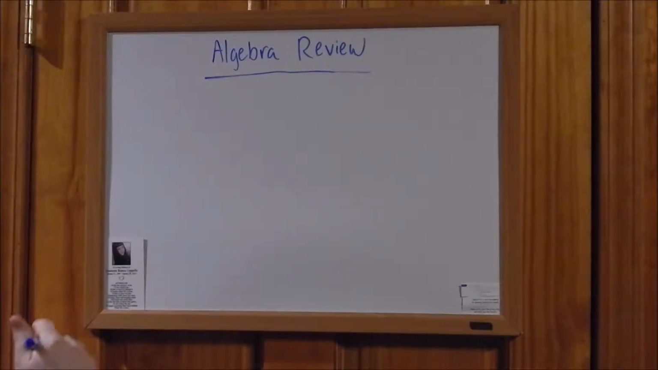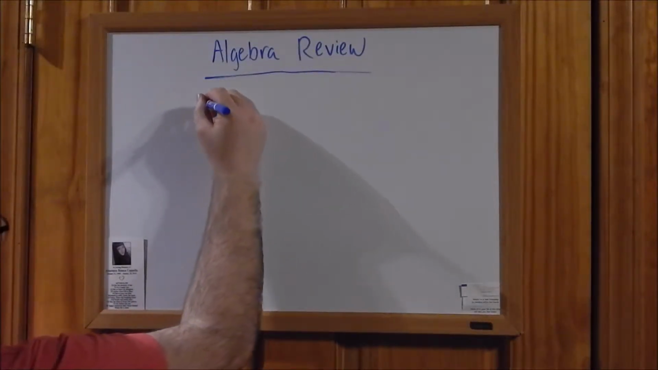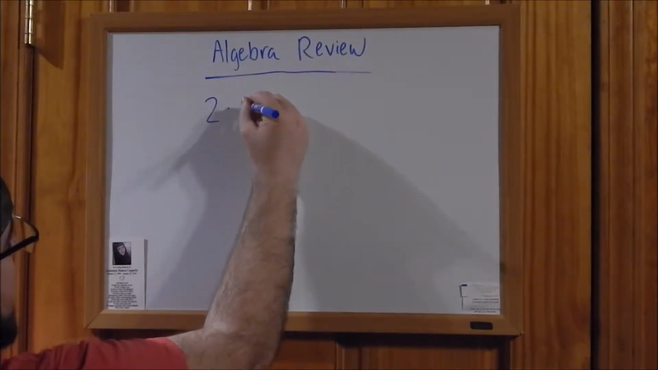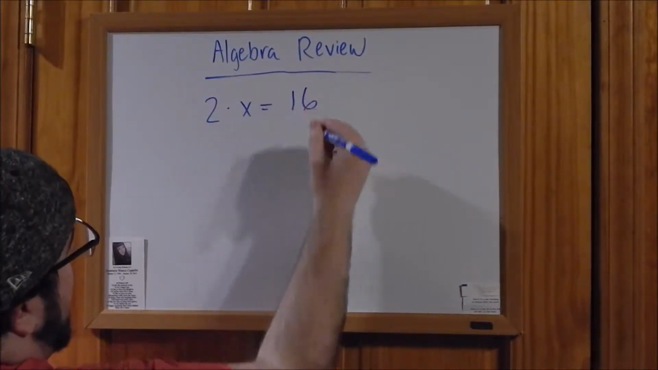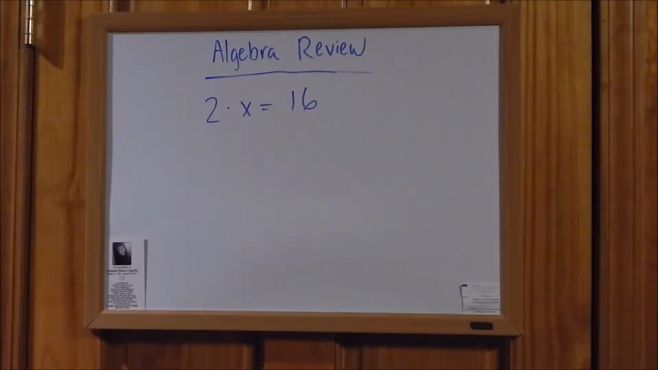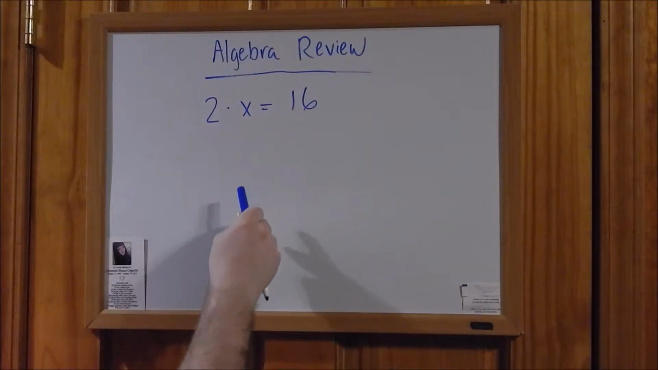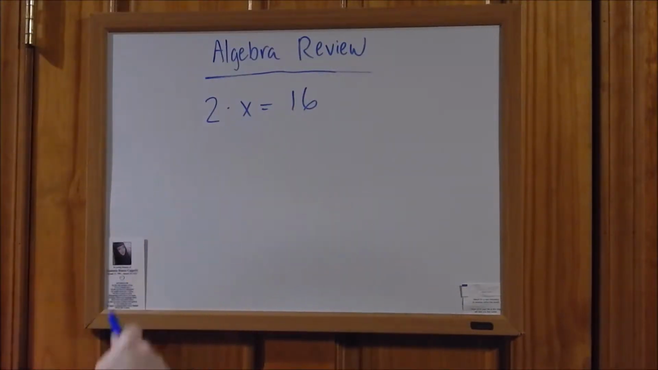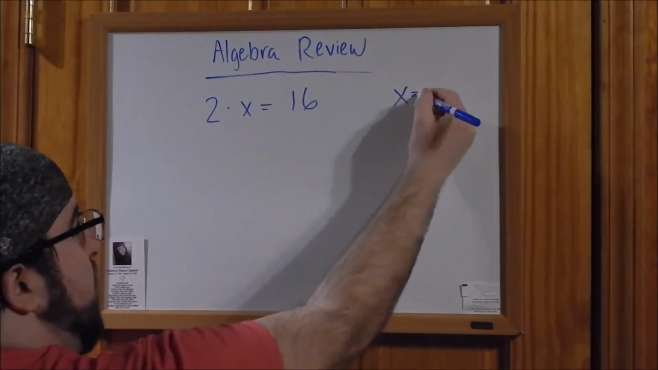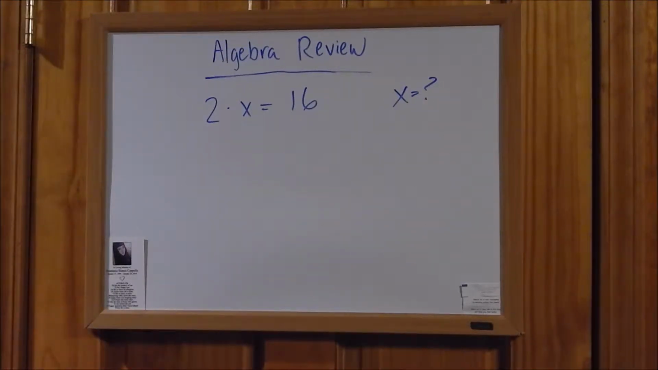So if we had 2 times x equals 16, I think we can all look at this and say 2 times what number equals 16? Most of us know right off the top of our head that it's 8. But how do we know that through algebra? We know that 2 times the missing value is equal to 16. How do we get this x by itself again? We need to get x equals whatever the answer is. So in order to do this, we have to do the opposite.